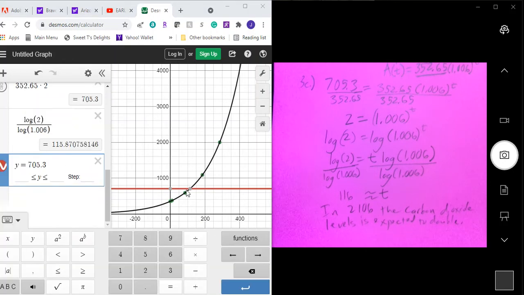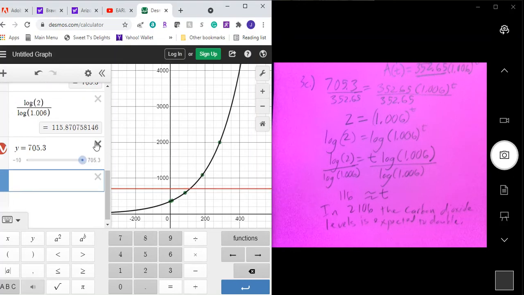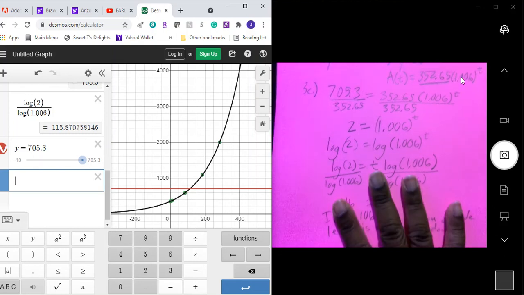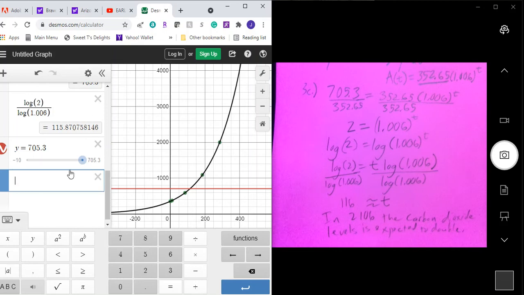So class, after we type in the y equals 705.3, when we look at the intersection point here, you notice that the x value is actually off. So what you're supposed to do is to type in the equation that you got before. You know that A of t is equal to 352.65 and then times 1.006 to the t.